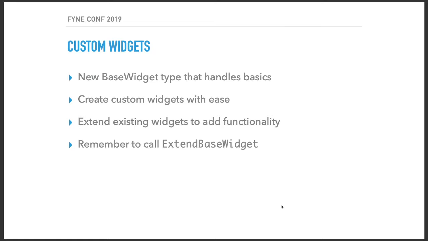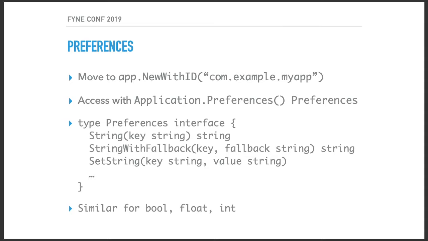As well as custom widgets, we wanted to provide some storage for your applications. So we've made it possible to do exactly that. To utilize the Preferences API, we're needing a new application instantiation called new with ID. This means that you pass a unique identifier in as the beginning of your application so that it knows how to store preferences uniquely for yourself.